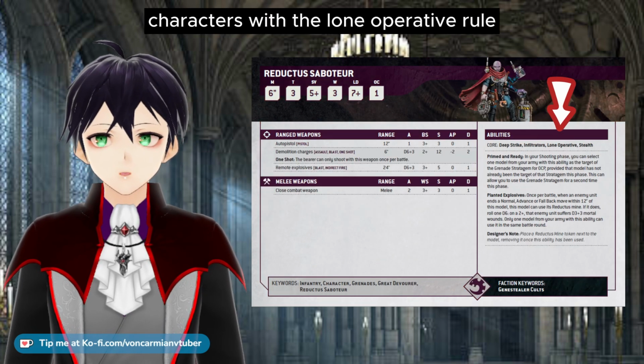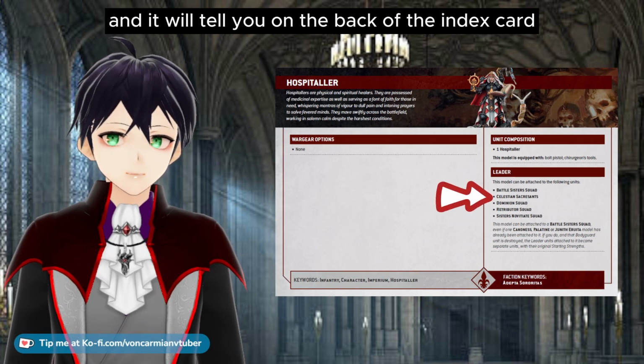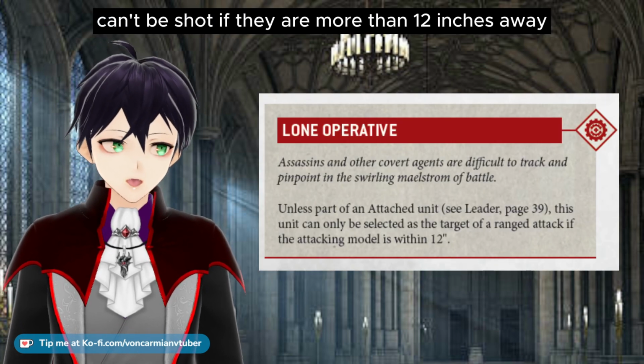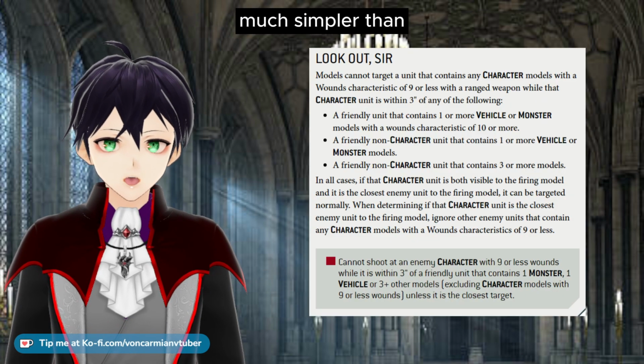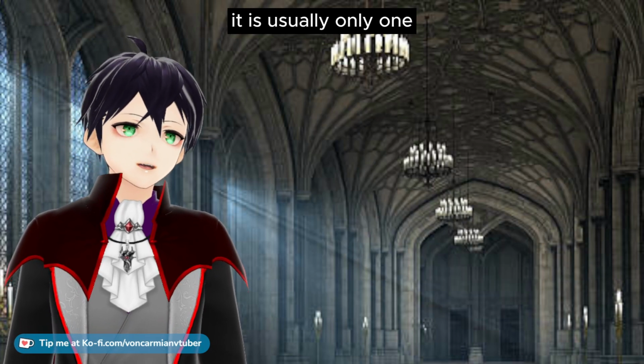Characters with the lone operative rule that aren't deployed in units, and it will tell you on the back of the index card which units a character can join. Lone operative characters can't be shot if they're more than 12 inches away. Much simpler than all of the stuff we had in previous editions. When you're putting characters in a unit, it is usually only one.